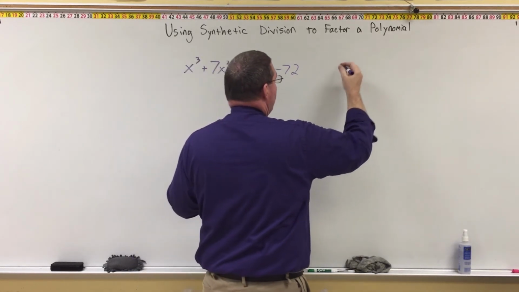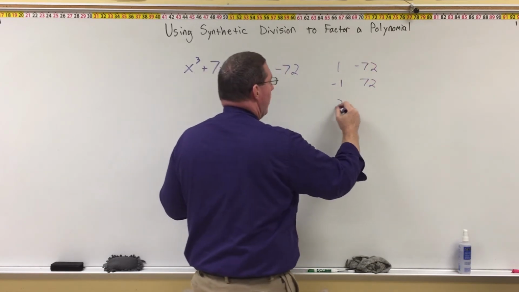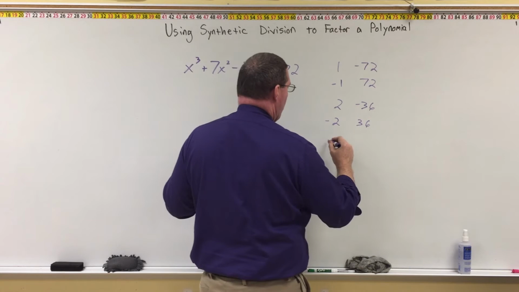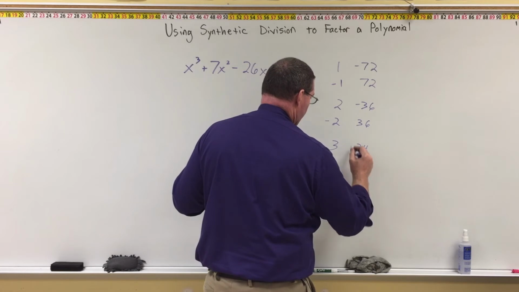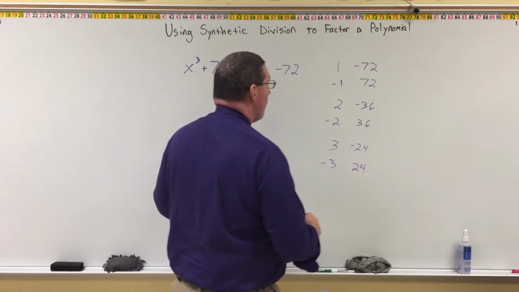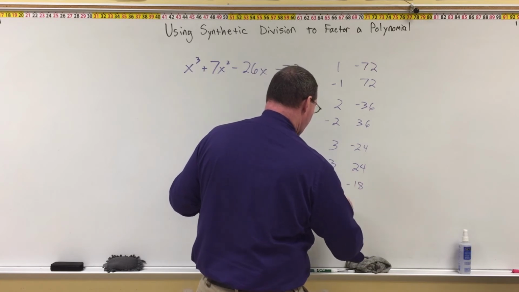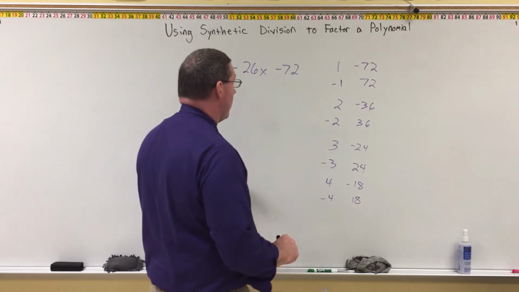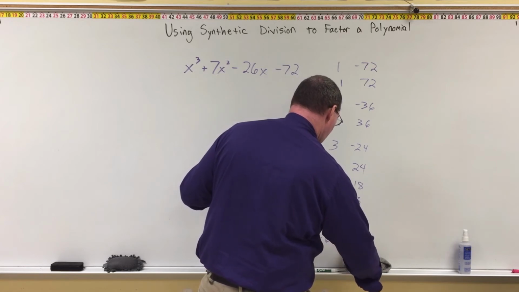So I'm going to take this number, negative 72, and I know that 1 and negative 72, or negative 1 and 72, I also know that 2 and negative 36 and negative 2 and positive 36. I also know that 3 and negative 24 or negative 3 and positive 24. I also know that 4 and negative 18 or negative 4 and positive 18. Okay, 5 does not go in, 6 does go in. So I'll have 6 and negative 12 or negative 6 and 12.